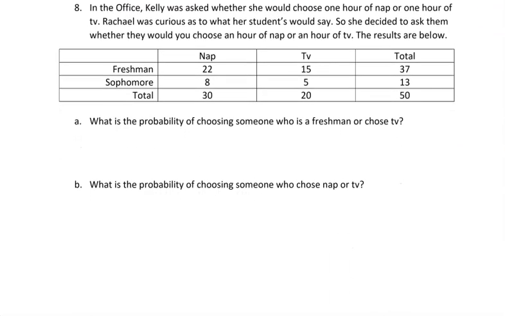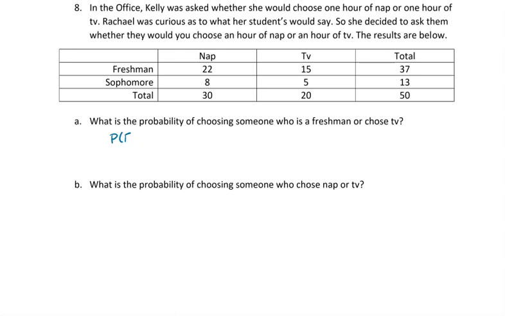All right. In the office, Kelly was asked whether she would choose 1 hour of nap or 1 hour of TV. Rachel was curious as to what her students would say, so she decided to ask them whether they would choose 1 hour of nap or 1 hour of TV. The results are below. So first was the probability of choosing someone who is a freshman or chose TV.